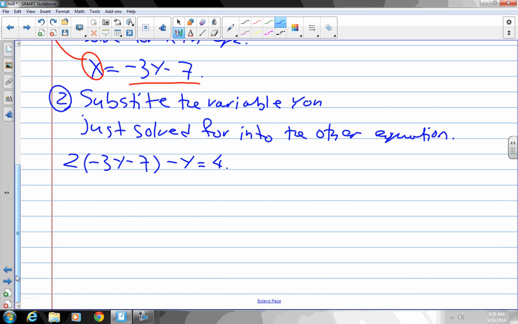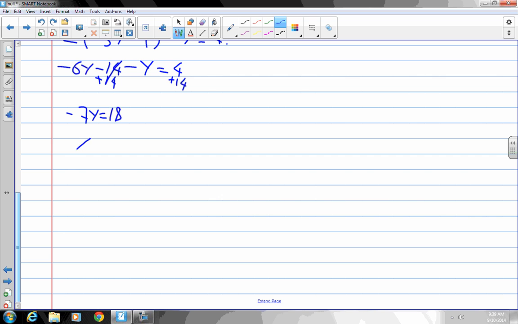So then we can solve this. This becomes just one equation with one unknown. So that's -6y minus 14 minus y equals 4. Combine like terms, add 14 to both sides. So this is negative 7y equals 18. And finally, y equals negative 18 over 7.